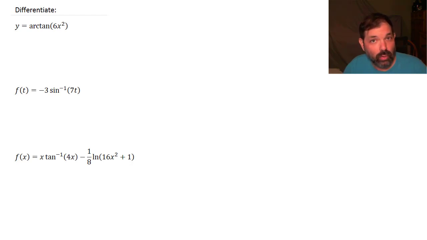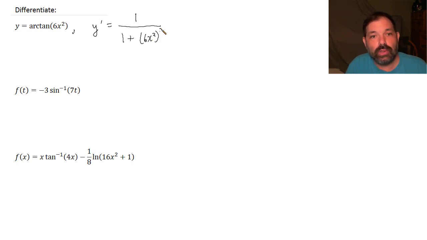If you said the chain rule, good job. Alright, so if y equals arctangent of 6x squared, then y prime would be, let's see, the arctangent, that's 1 over 1 plus something squared. So I'd have 1 over 1 plus (6x squared) squared times.